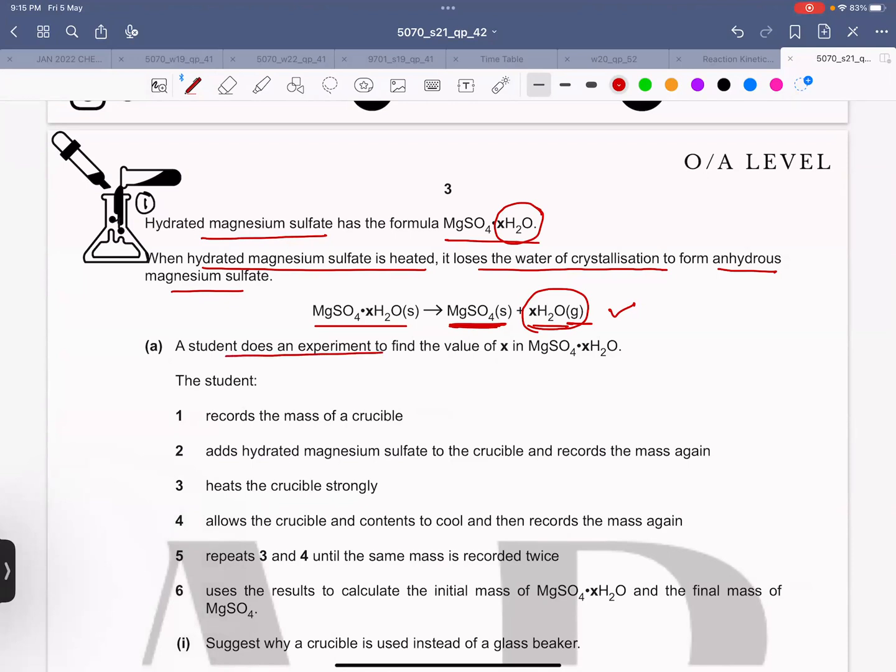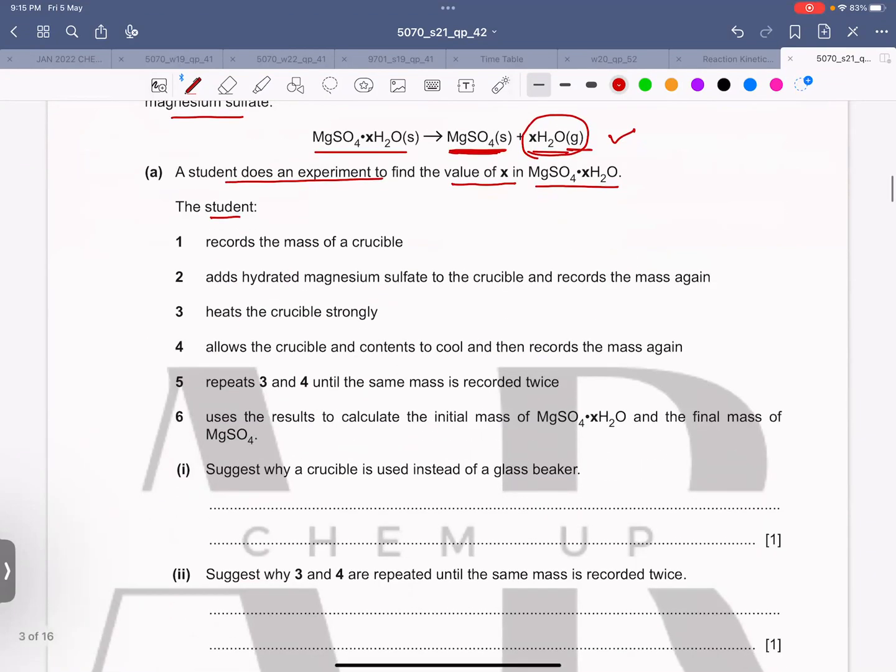A student does an experiment to find the value of x in magnesium sulfate.xH2O. The student records the mass of crucible, adds hydrated magnesium sulfate to the crucible, and records the mass again. So here we are just getting the mass of container only, and here we are getting the mass of container along with the mass of magnesium sulfate that is hydrated. Then heats the crucible strongly, allows the crucible and the content to cool, and records the mass again.